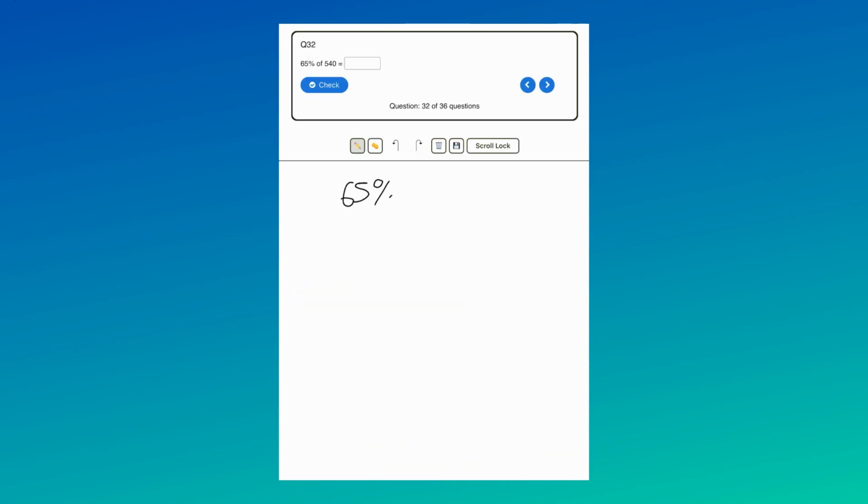65% of 540. So I'm going to write 100% equals 540. 10%, I just have to divide by 10. Divide the other side by 10 too. So 540 divided by 10, I can just knock off that 0 and put 54.